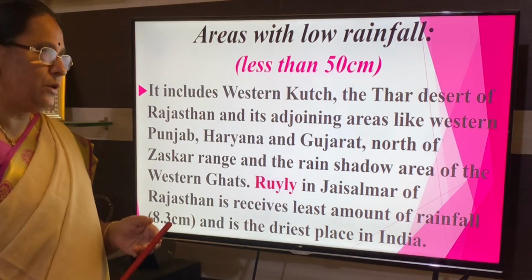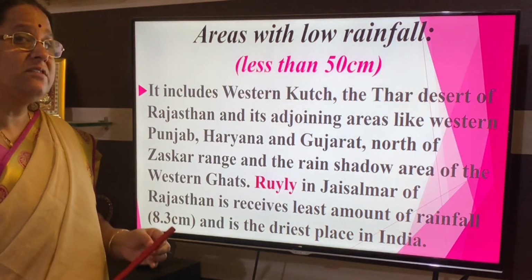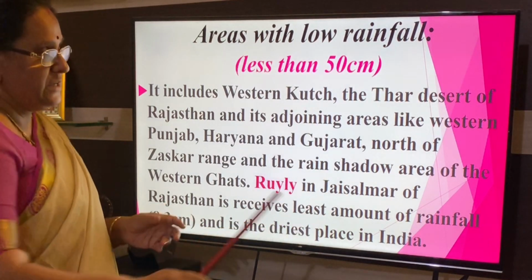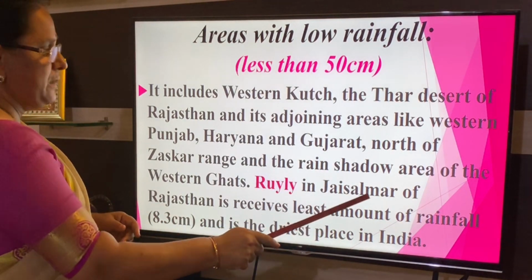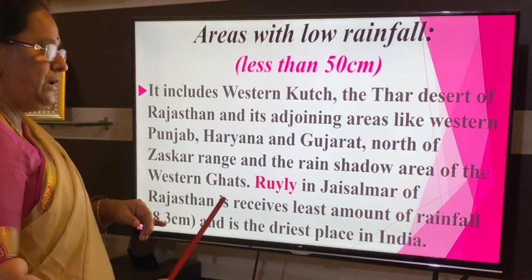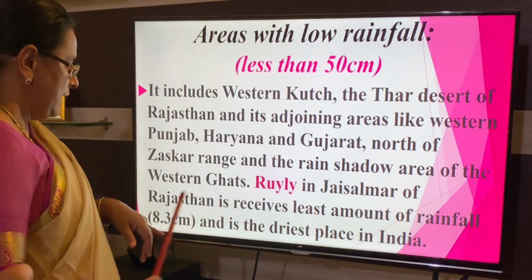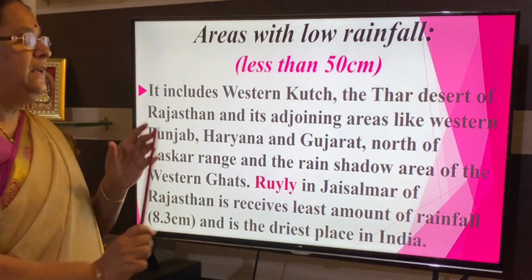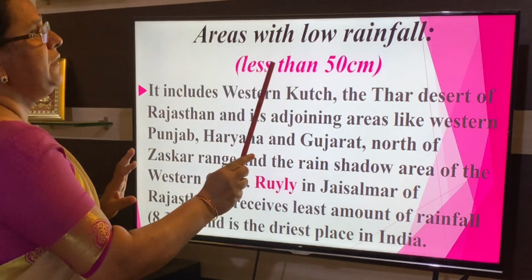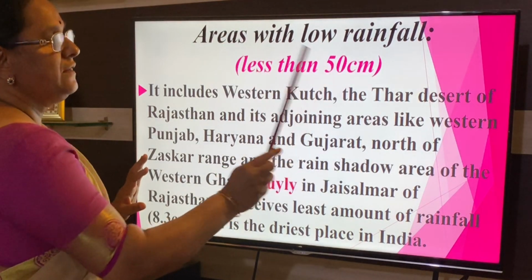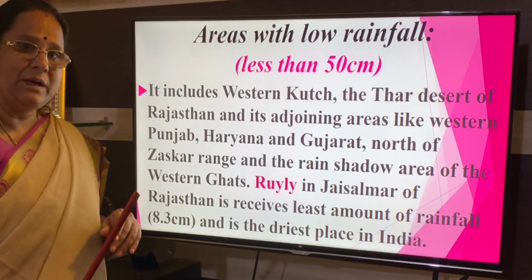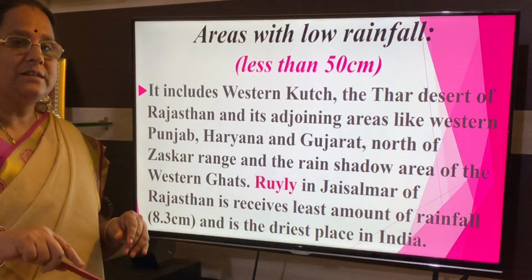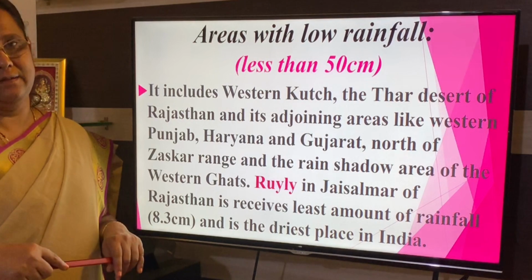But most important, where we receive the least rainfall in India is Jaisalmer of Rajasthan. Jaisalmer is located in Rajasthan, where we receive the least rainfall, and that is 8.3 centimeters. So the easy way to remember where we get less than 50 centimeters of rainfall is to remember the desert region. Desert region is in Rajasthan. So Rajasthan and adjoining areas.